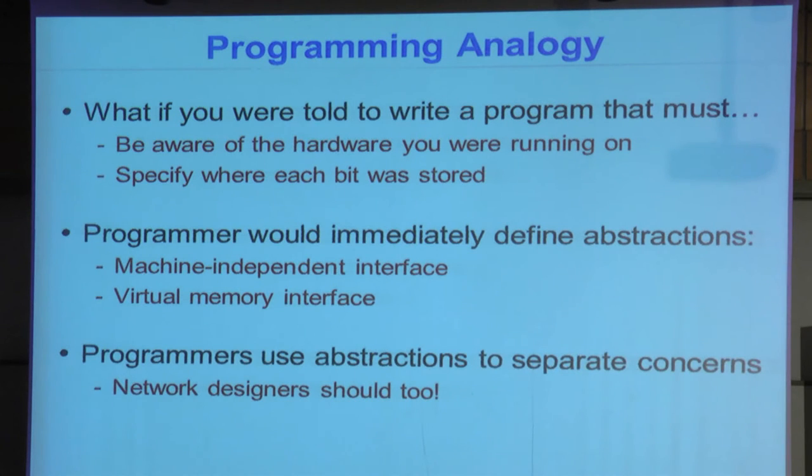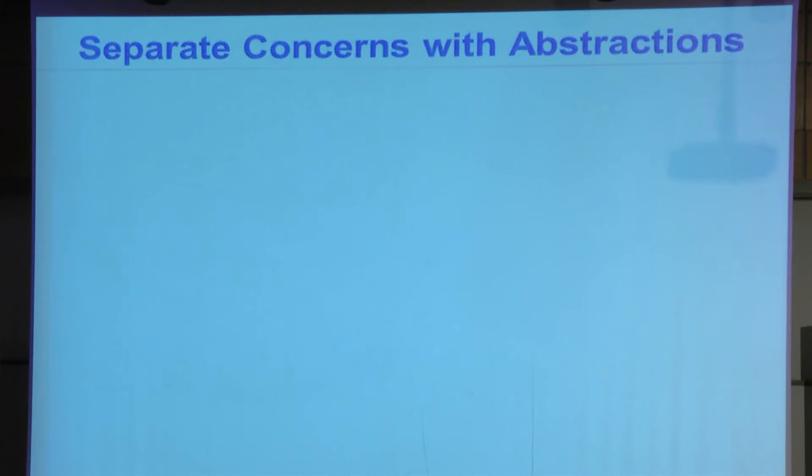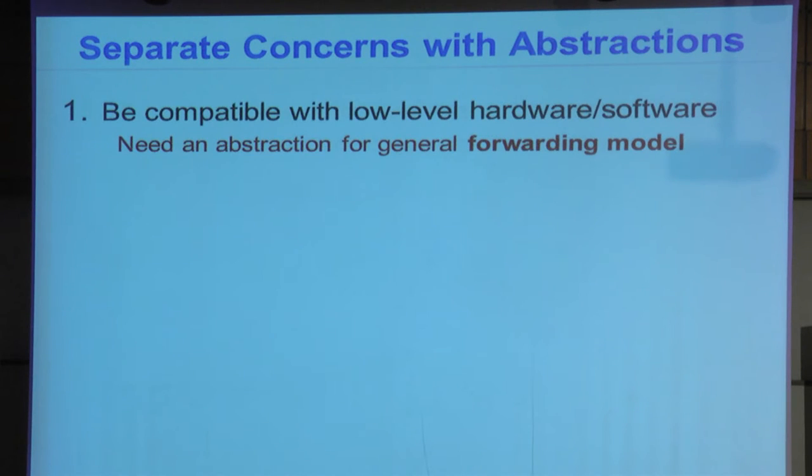So programmers use abstractions to separate concerns so you don't have to solve everything from scratch. We've never done that in networking. We do it all ourselves every time. And so that's what we should do, is follow those abstractions. So what are the abstractions that you would need for the control plane? The first requirement is you need to be compatible with low-level hardware and software. So what we need is some abstraction that will hide the details of low-level hardware and software, some kind of general forwarding model.